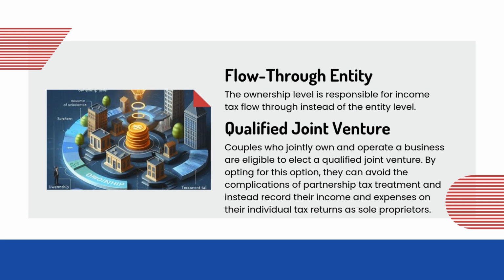Flow-through entity. The ownership level is responsible for income tax flow-through instead of the entity level. Qualified joint venture. Couples who jointly own and operate a business are eligible to elect a qualified joint venture. By opting for this option, they can avoid the complications of partnership tax treatment and instead record their income and expenses on their individual tax returns as sole proprietors.